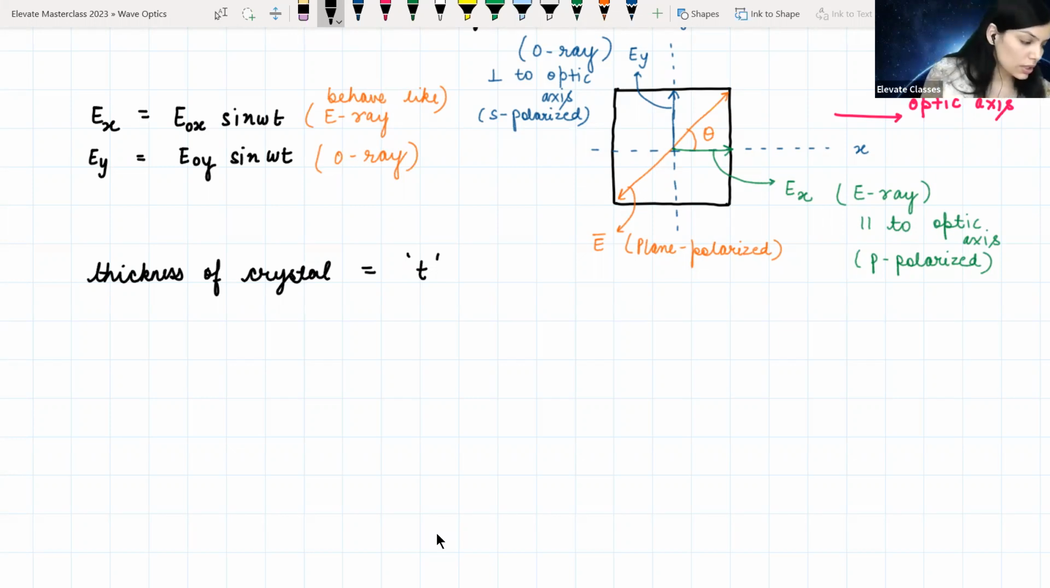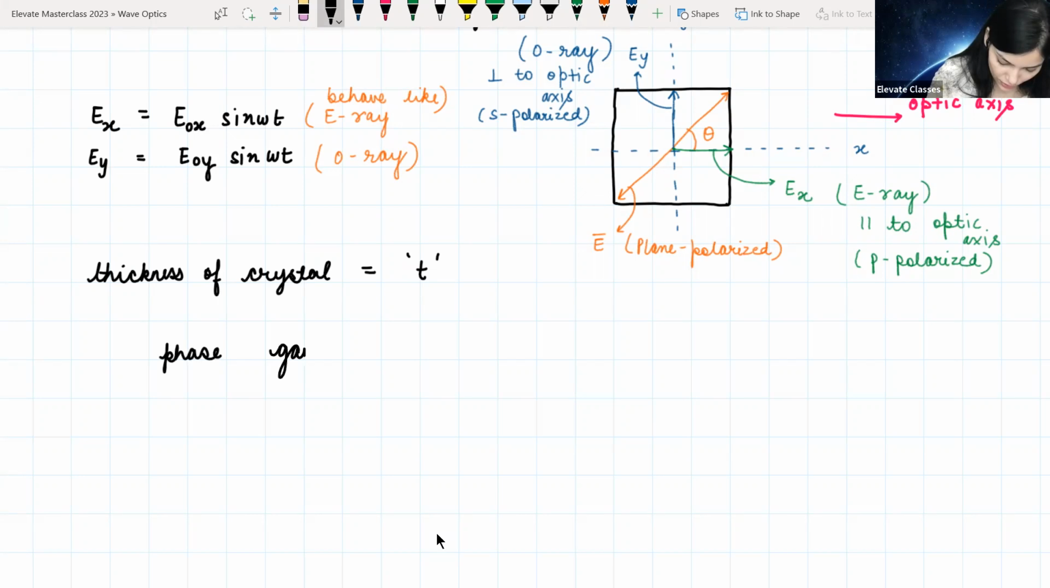Okay. So now I want to find out what is the phase that my beam is going to gain. So I have now two components. One is an E ray, and one is an O ray. So the E ray is going to experience a maximum amount of refractive index, which is equal to nE, and the O ray will experience n naught. Okay. So I can find out the phase gain with respect to distance.